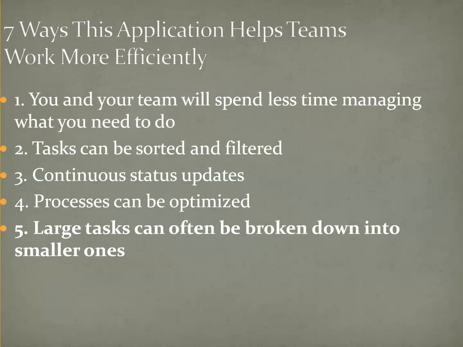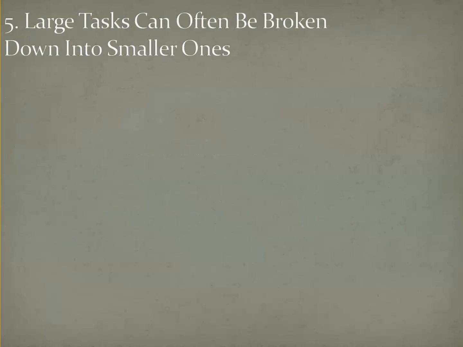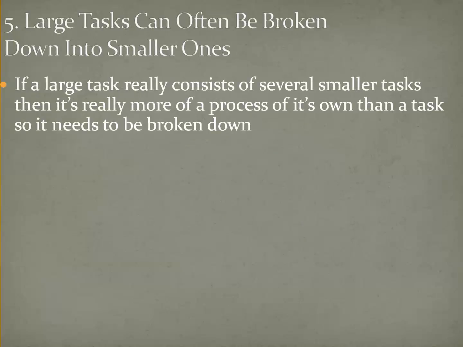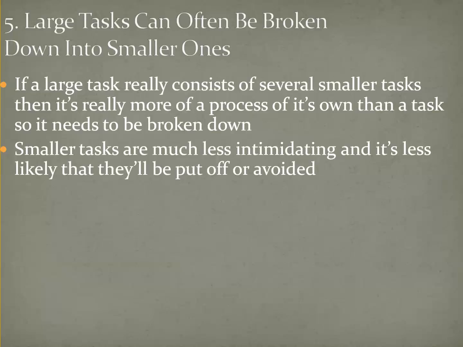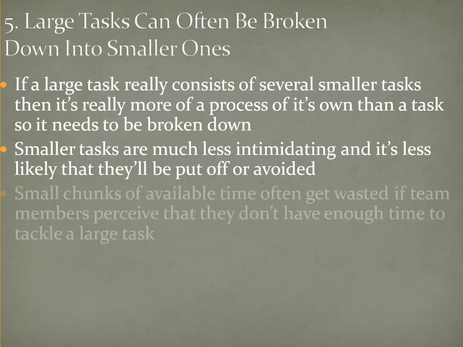Fifth way that the application helps teams work more efficiently is that large tasks can often be broken down into smaller ones. If a large task really consists of several smaller tasks, then it really is more of a process on its own than a task, so it needs to be broken down. And smaller tasks are much less intimidating, and it's much less likely that they'll be put off or avoided by your team members.